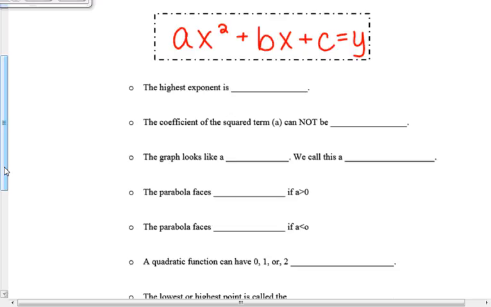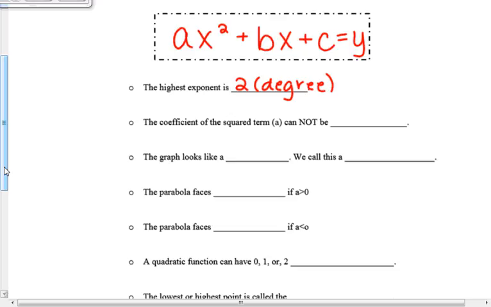We know that the highest exponent is specifically called the degree. Anytime you're looking at a quadratic, what makes it a quadratic is that it has a degree of 2. So the highest exponent is always going to be 2, and again, we call this the degree. If you see the highest exponent throughout the whole thing being 2, that is a quadratic. It might not have a c, it might not have a bx, it might not have an a. If you see x squared, it's quadratic.